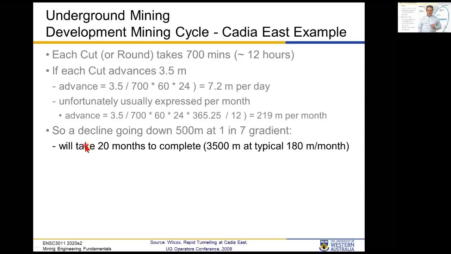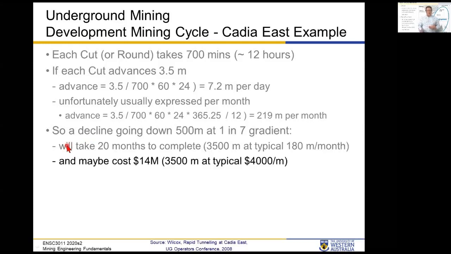It can take years. In terms of dollars, it's also very expensive, typically sort of $4,000 a meter. So that decline might cost $14 million. It's expensive because it's such small scale, only advancing 3.5 meters each time, fairly labor intensive, slow. So that's just the nature of development.